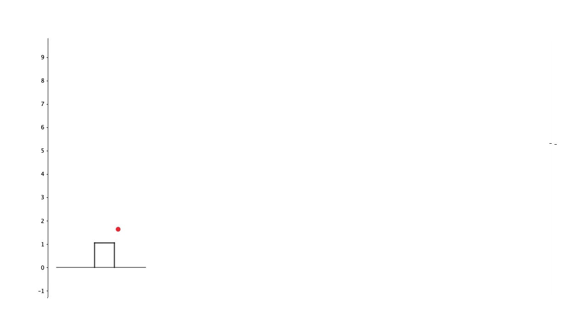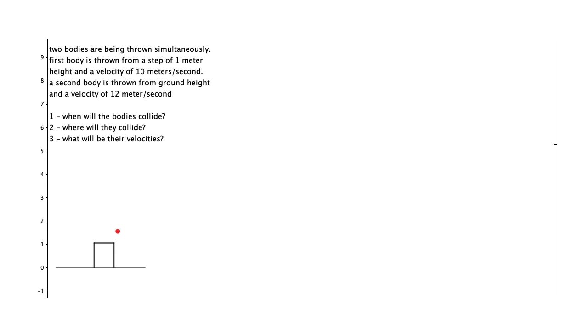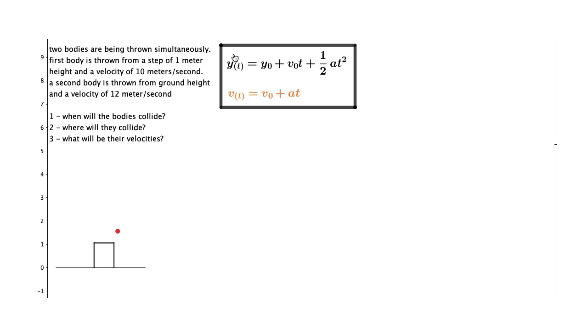To actually begin solving this problem, we need to know two equations. These two equations we should have memorized by now. The first one describes the location of an object in time, given that we know its initial position, its initial velocity, and the acceleration on the object. That is, y(t) = y_0 + v_0 t + 1/2 a t^2. So we have the position as a function of time on the left-hand side, and on the right-hand side the initial position plus the initial velocity times the time, plus 1/2 times the acceleration times the time squared.